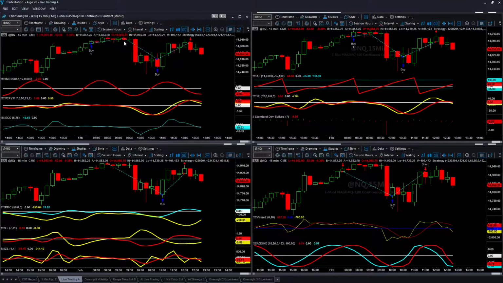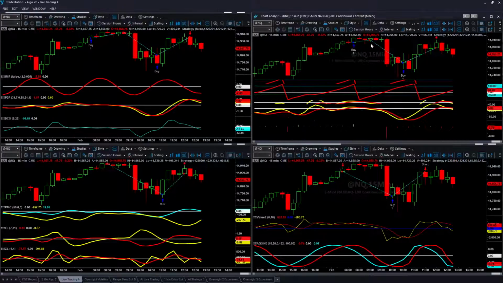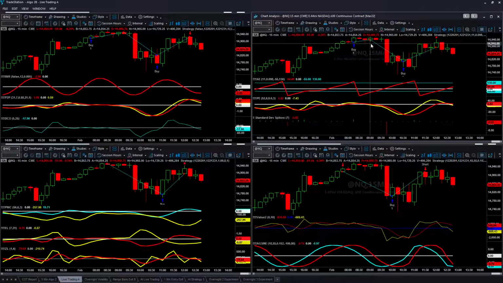Look, this caught it perfectly right here, 2 bars before, and this caught it also 3 bars before, and these caught the trade early as well. So, quite nice to see, very nice to see. Now I'm up like close to $500 on this trade.